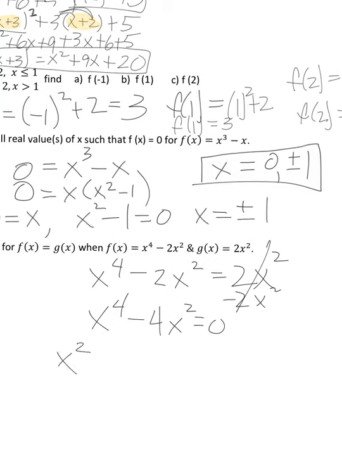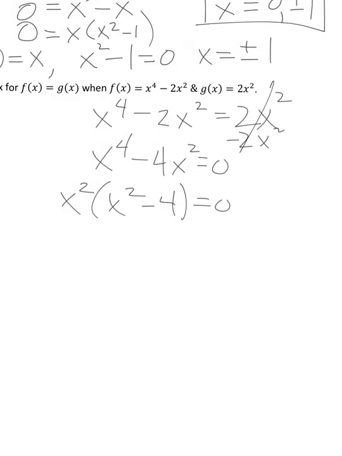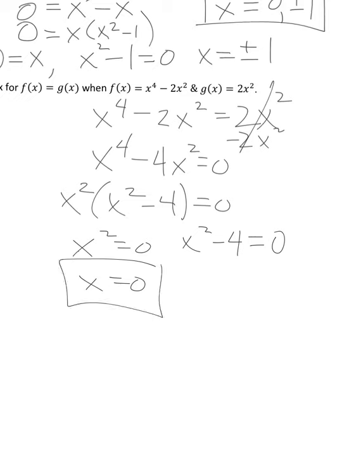And now we factor out an x squared minus 4, and then once again we're going to go ahead and solve by setting both equal to 0. x squared equals 0, x squared minus 4 equals 0. Square root over here, we get x equals 0, and over here, move over the 4, square root, we get plus or minus 2.